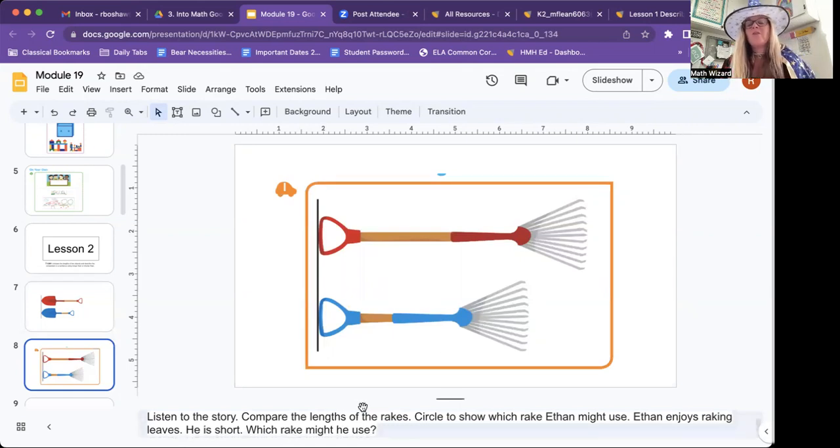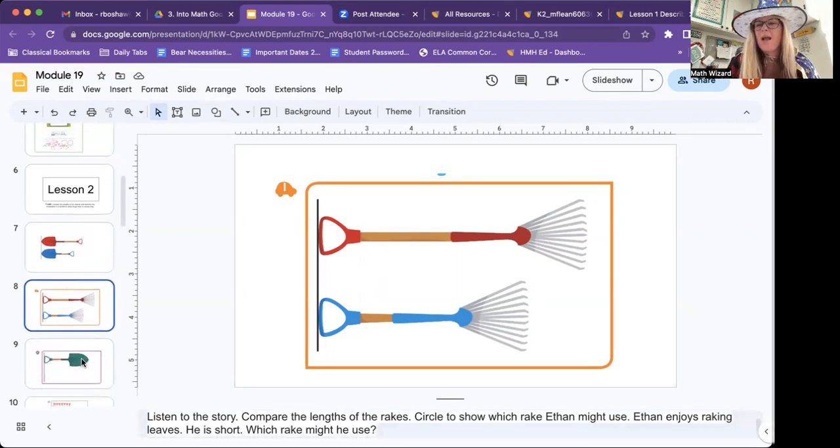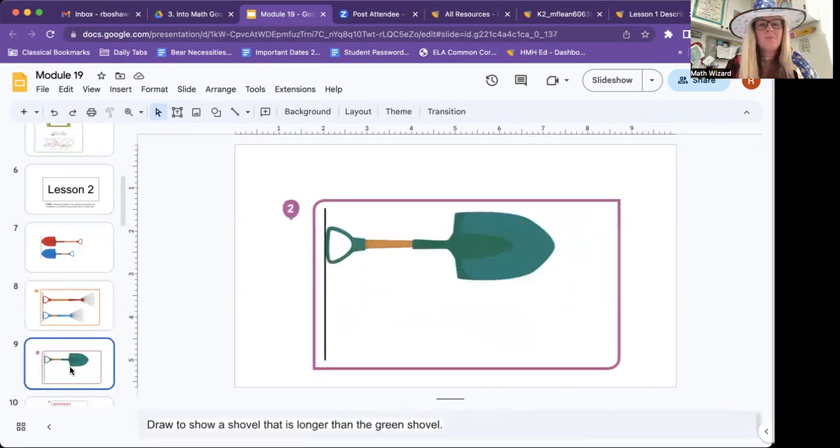Let's look at the lengths. If he's short, like the math wizard, which one might he want to use? Can you circle which one? Why? Why would he want to use that one? You can tell your homeschool teacher. All right, the next one.